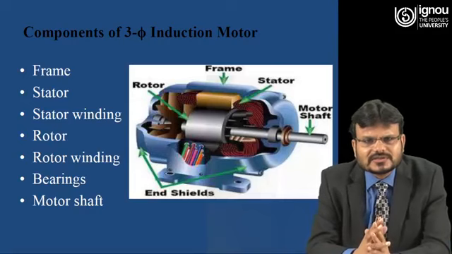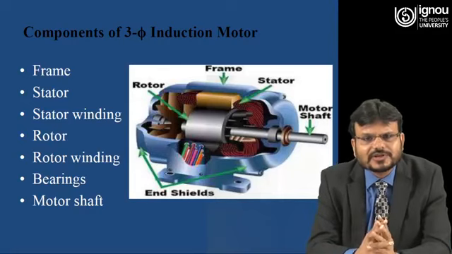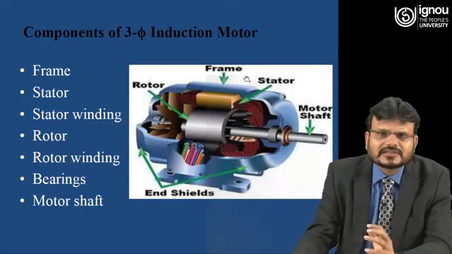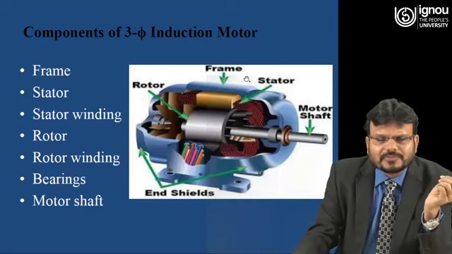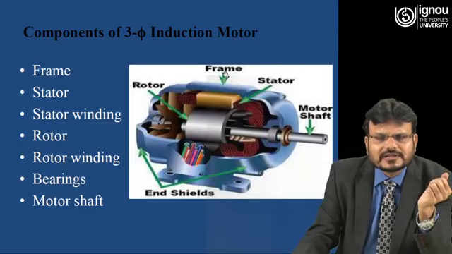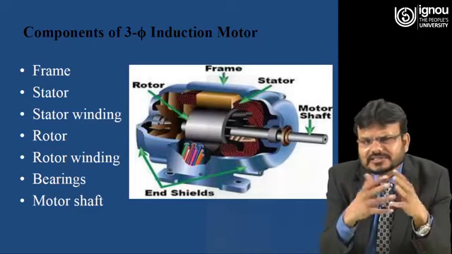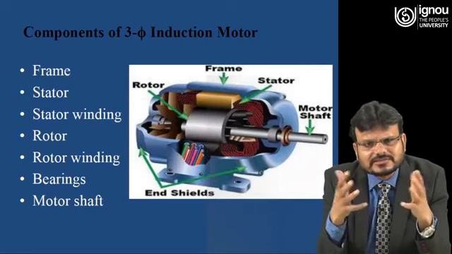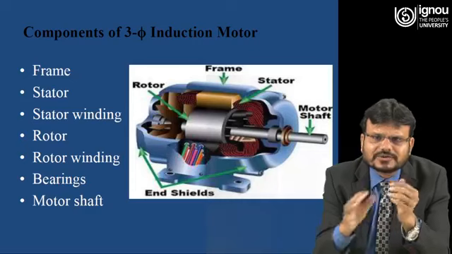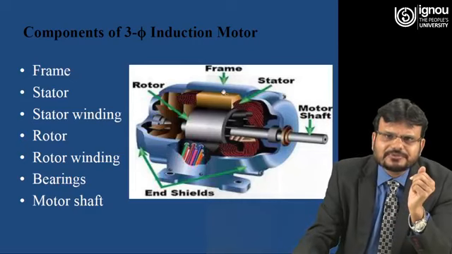Now we are going to discuss the different components of the three phase induction motor. Here you can see in the diagram that the main component of the induction motor is the frame, which is also called the enclosure. Then in any motor, whether it is a DC motor or AC motor, the main parts are the stator and rotor. So here you can see this one is the frame, this one is the stator and another one is the rotor.